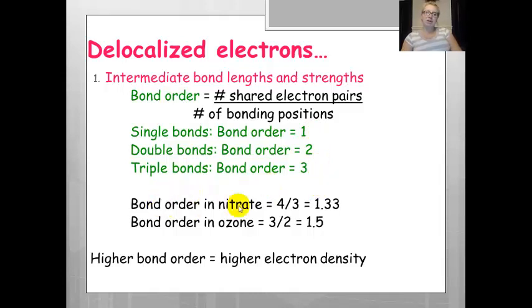But when you talk about things like nitrate, which has 4 bonds spread among 3 atoms, you have a bond order of 1.33. Or if you think back to ozone, which had 3 bonds, a double and a single, divided by 2 oxygens, you have a bond order of 1.5. So the higher the bond order, the higher the electron density.